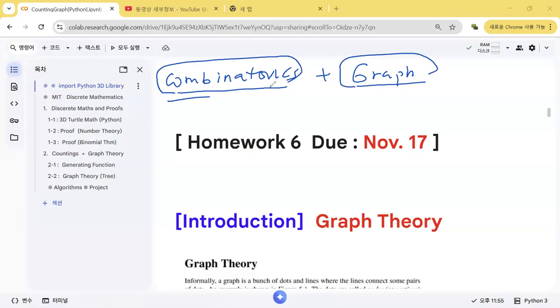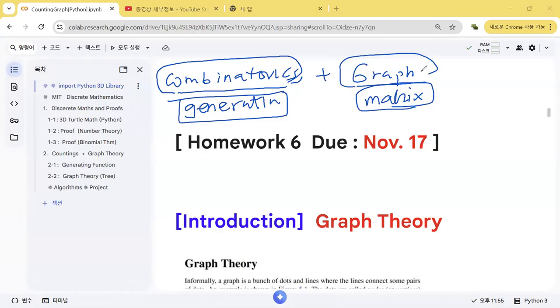In combinatorics, the modern way of counting something, the generating function, is a very helpful method, as you see from examples. And in graph theory, we can represent a graph in terms of a matrix. So for the first part, combinatorics, the generating function is a very important concept. And for graph theory, the matrix is a very powerful tool to study it.